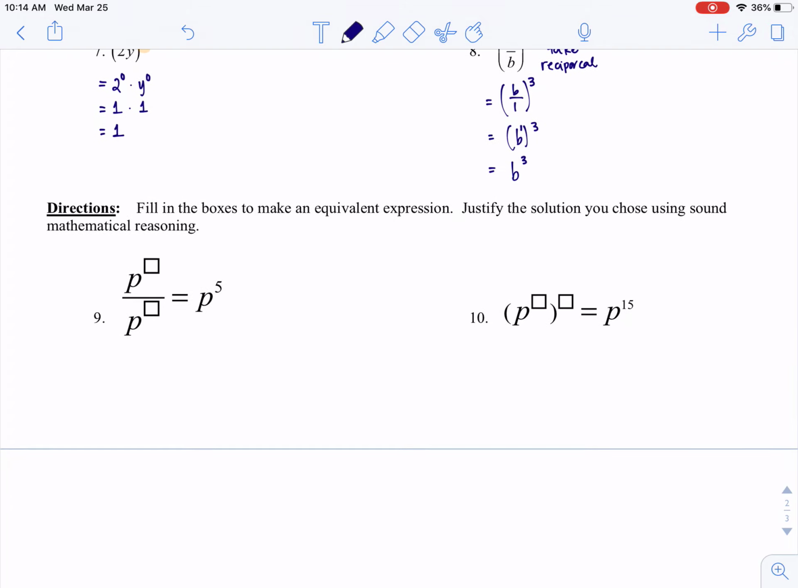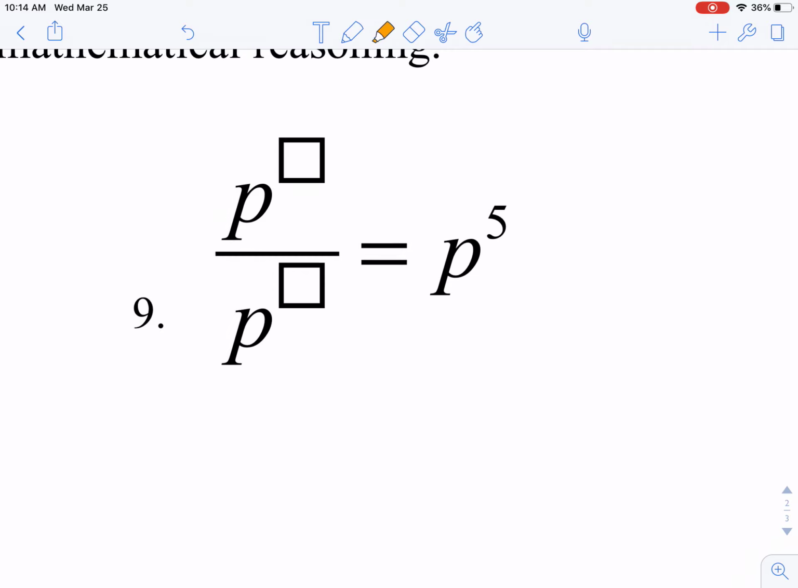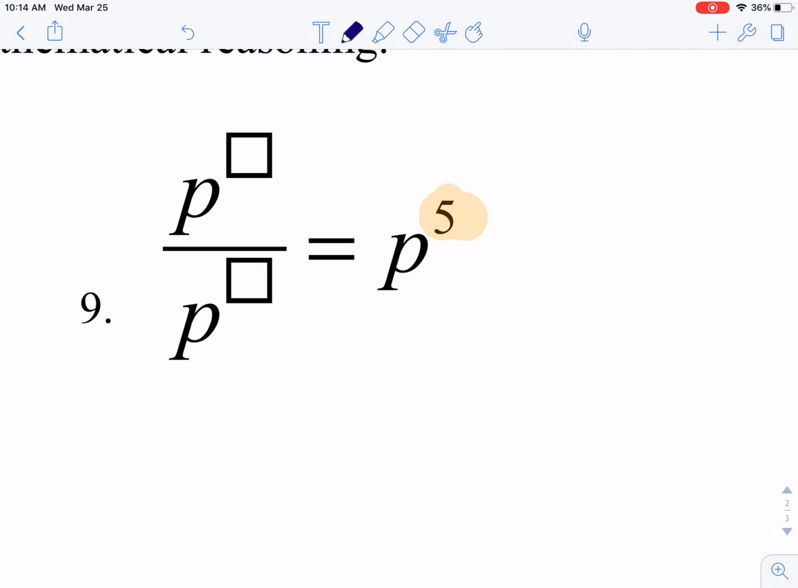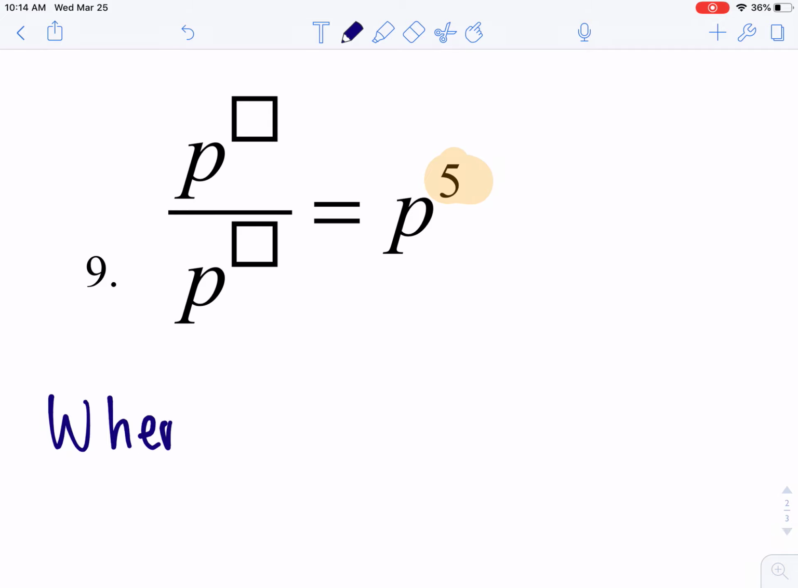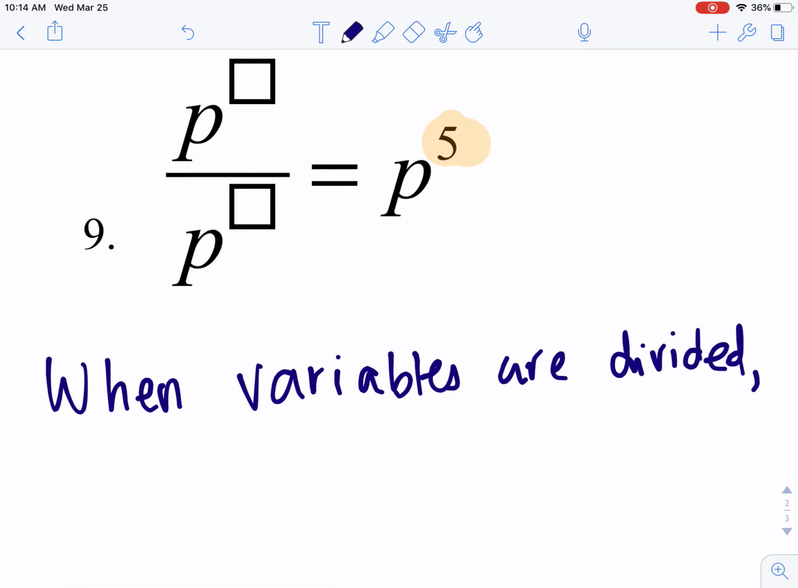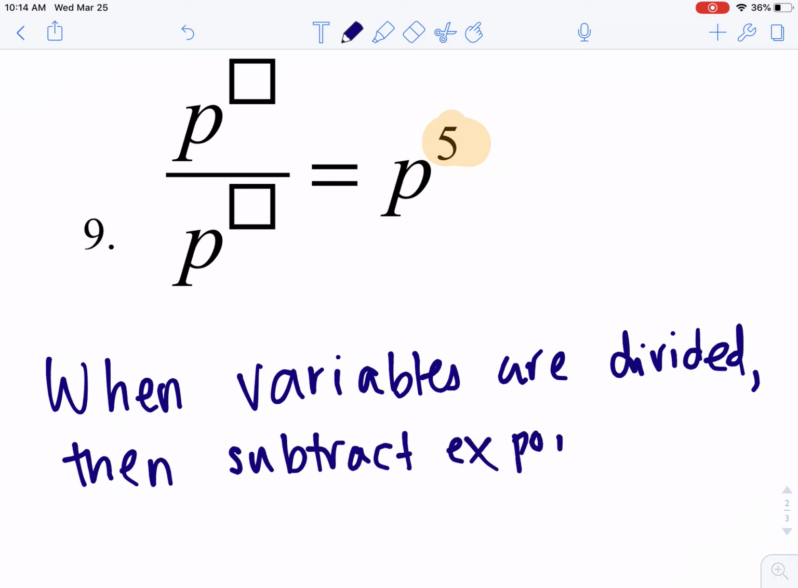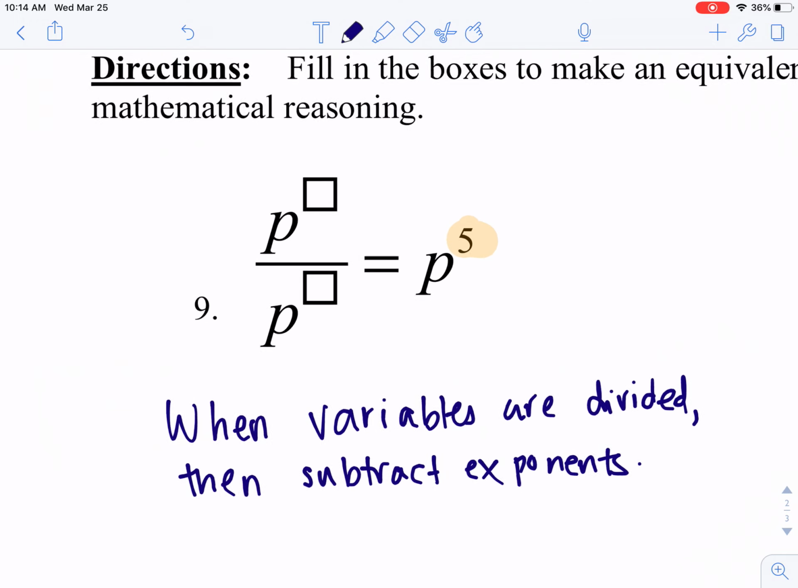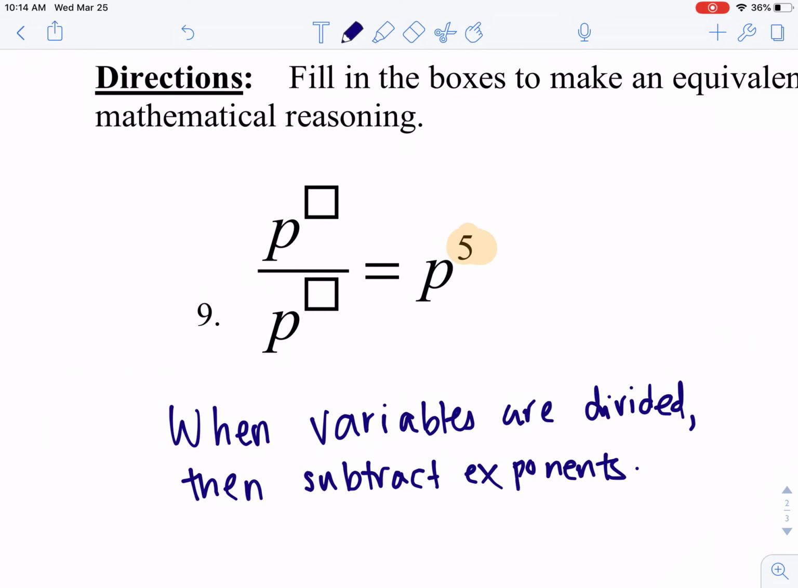Okay, so for 9 and 10, we have to fill in the blanks, and we have to justify why we used the numbers we did. So here I'm trying to get 5, and we see division. So when variables are divided, then we remember we have to subtract exponents. So there are multiple different options. We just need one combination when we subtract numbers to get to 5.